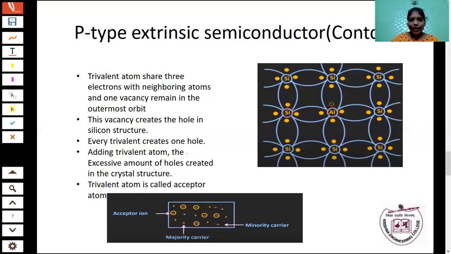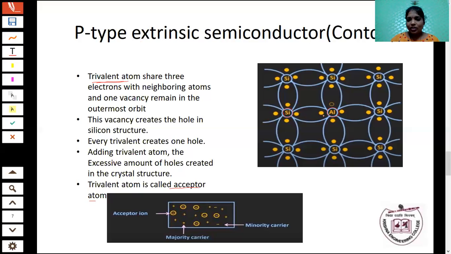Okay, so that's why this trivalent atom is called the acceptor atom. In the p-type extrinsic semiconductor, what is the important point you have to keep in your mind? The first point is the impurity. The type of impurity atom we add to the semiconductor material is a trivalent atom. Trivalent means the atom has 3 valence electrons in the outermost shell.